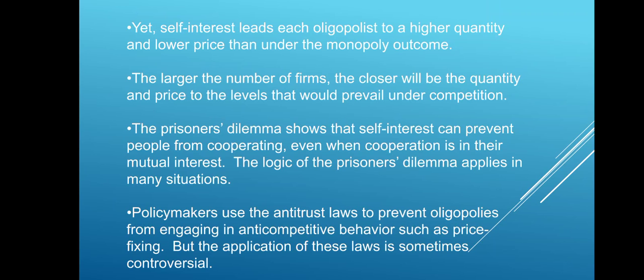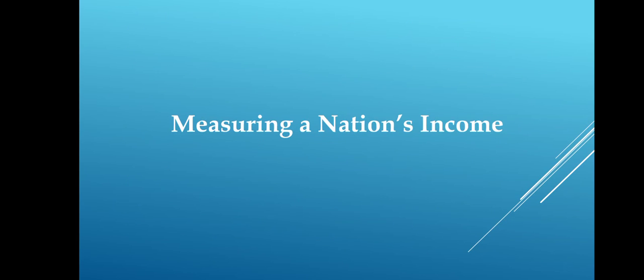prevail under competition. The prisoner's dilemma shows that self-interest can prevent people from cooperating even when cooperation is in their mutual interest. The logic of the prisoner's dilemma applies in many situations in day-to-day life. Policymakers use the antitrust laws to prevent oligopolies from engaging in anti-competitive behavior, such as price fixing. But the application of these laws is sometimes controversial.